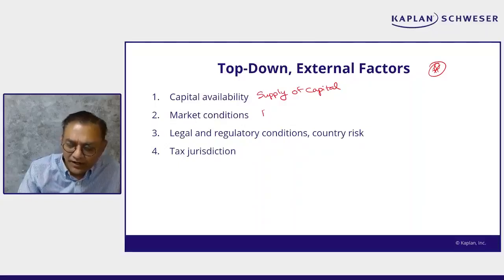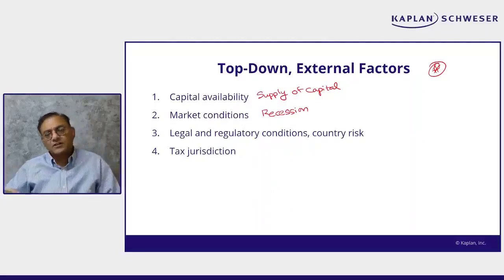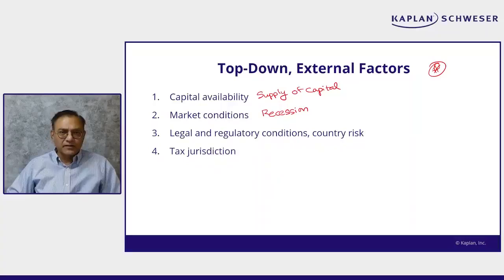Now, the second type of top-down factor is market condition. Whether you are in a recession or in expansion, growth, boom, whatever, the type of market condition will obviously determine the cost of capital. During rough times, during recessionary times, the cost of capital tends to be higher because investors, the providers of capital, are going to be a little more risk averse.